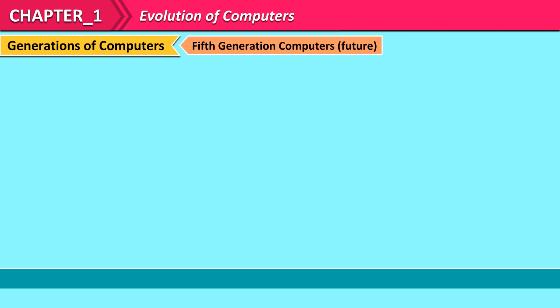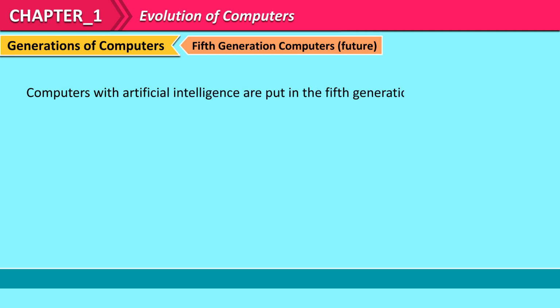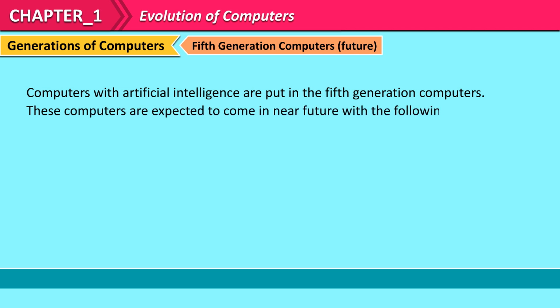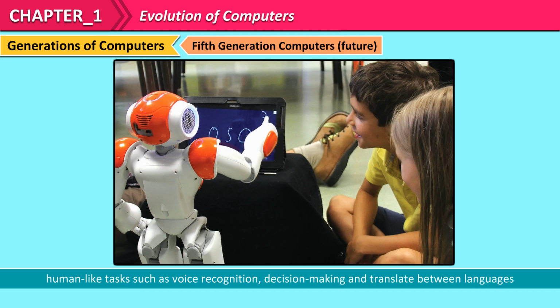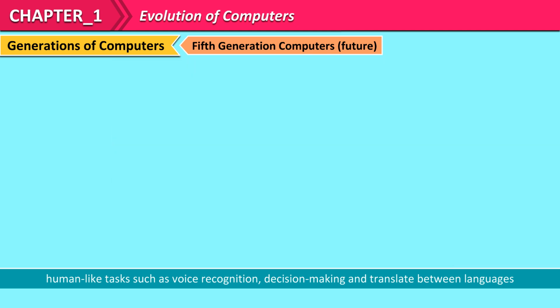Fifth generation computers, future. Computers with artificial intelligence are put in the fifth generation computers. These computers are expected to come in the near future with the following characteristics. Artificial intelligence, a technology that makes a computer able to think like humans and perform human-like tasks such as voice recognition, decision-making, and translating between languages.